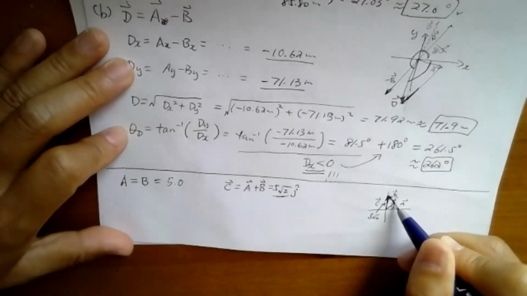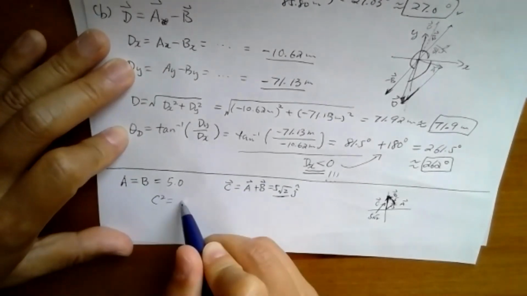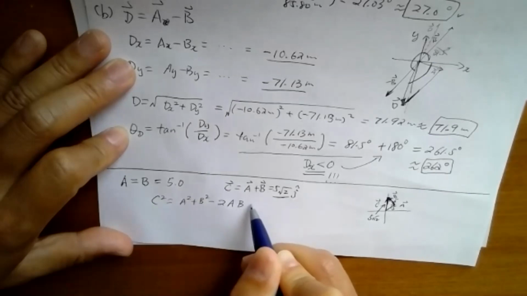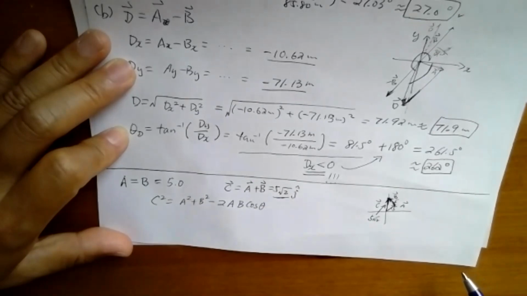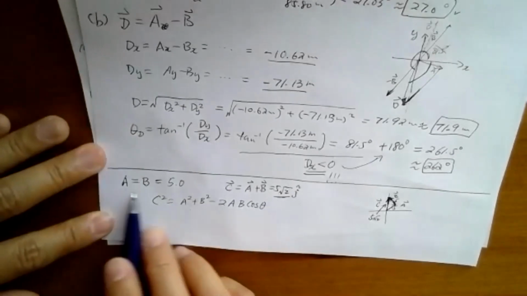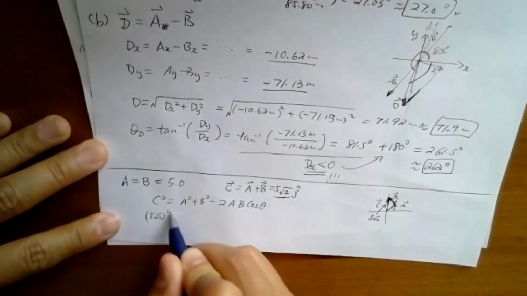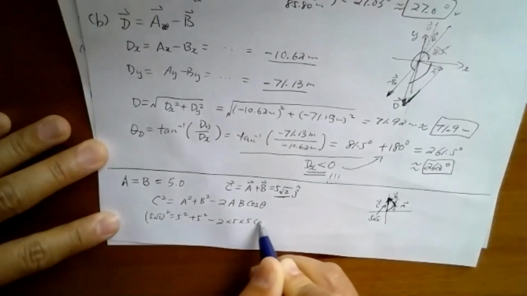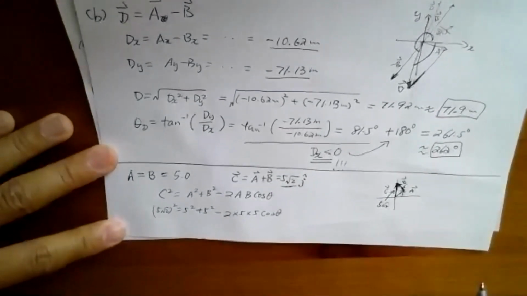So then I can utilize law of cosines here by setting up that C squared equals A squared plus B squared minus 2AB cosine of the angle that I'm looking for. I'm going to just call it theta. You can call it whatever you want. I can plug in the numbers because I know A, B, and C. C is 5 times square root 2. So (5 times square root 2) squared equals 5 squared plus 5 squared minus 2 times 5 times 5 times cosine theta.